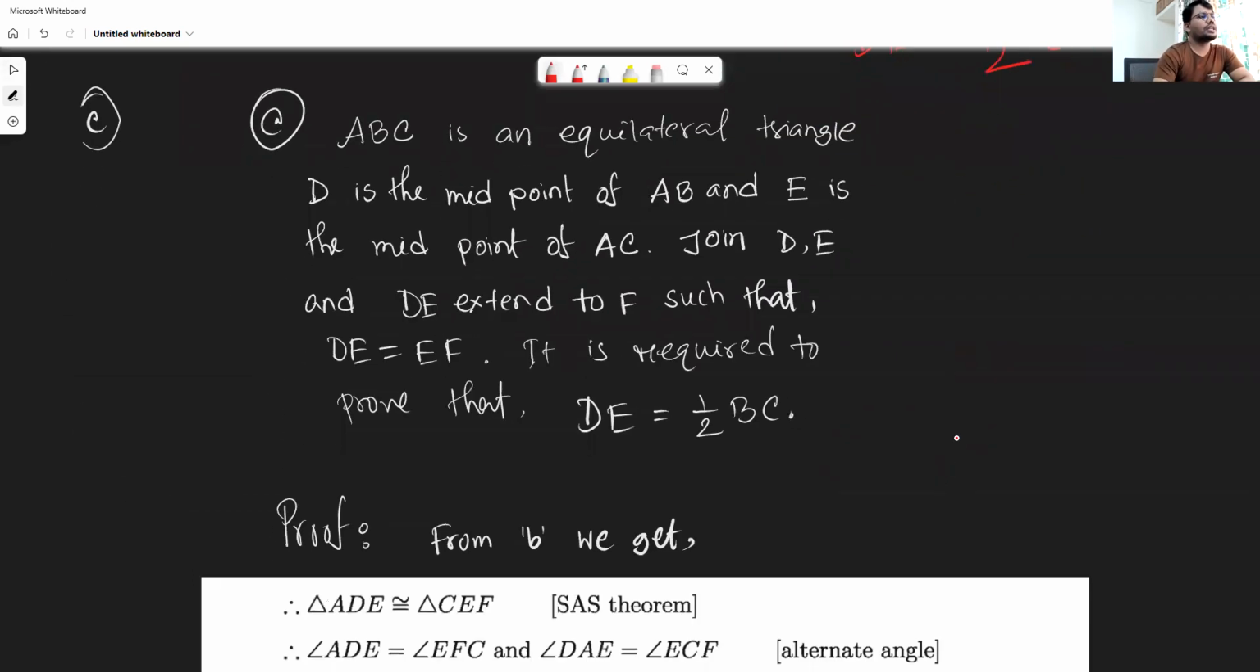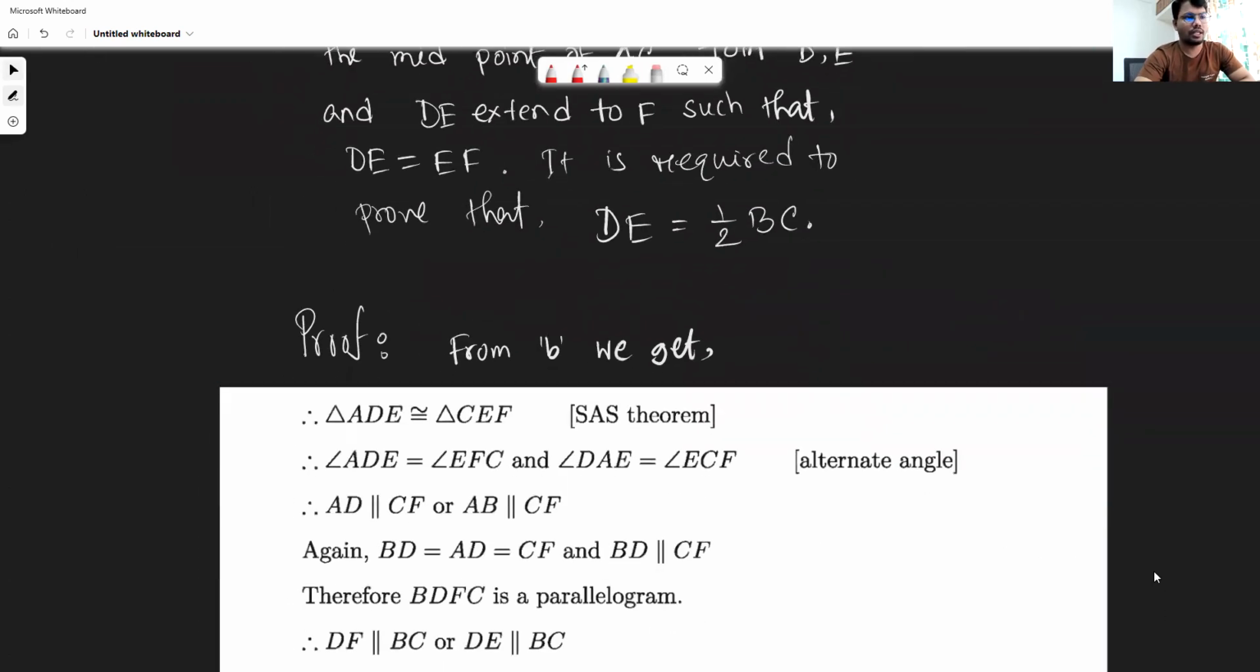Okay. Now first write the particular enunciation. ABC is an equilateral triangle. D is the midpoint of AB, E is the midpoint of AC, DE is joined, and DE is extended up to F such that DE equals EF. So it is required to prove that DE equals half times BC.